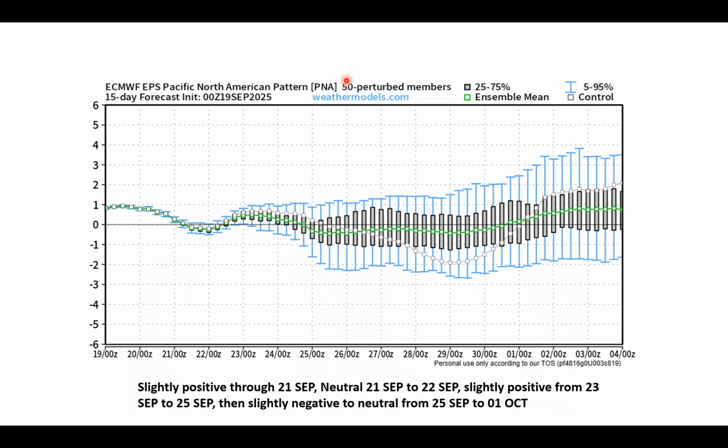The European EPS PNA 50-member forecast goes out to 4 October. Notice that we're going to be at a slightly positive PNA through the 21st of September. Then we work our way to neutral from 21 to 22 September, and then we go slightly positive again from 23 to 25 September, before transitioning slightly negative to even closer to the neutral line, even going slightly positive in early October for the PNA again.